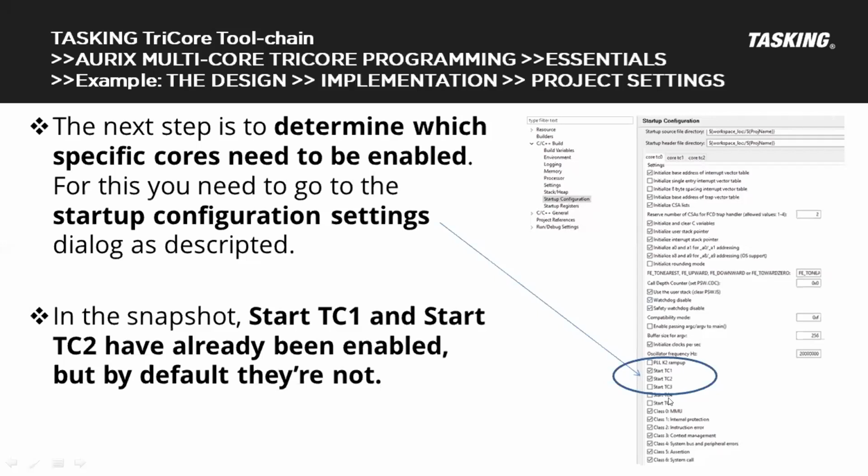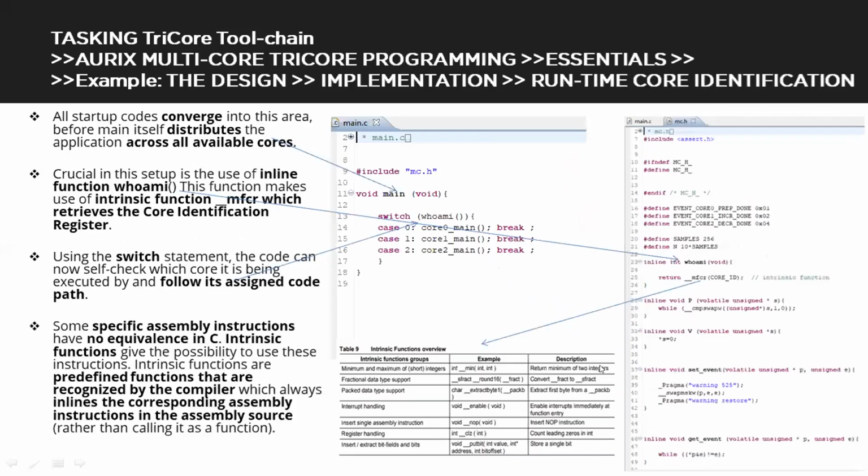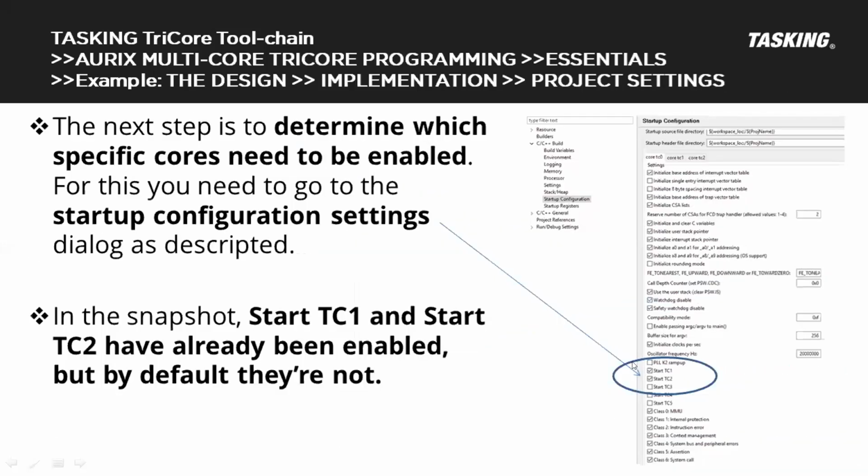In this case, I have 6 cores. As we agreed, core number 0 is going to start automatically. That's why you can't see a start TC0 here. But because I am going to use the second core and the third core, I will enable start TC1 and start TC2. And by default, they are not enabled, so please take care to enable them if you need them.